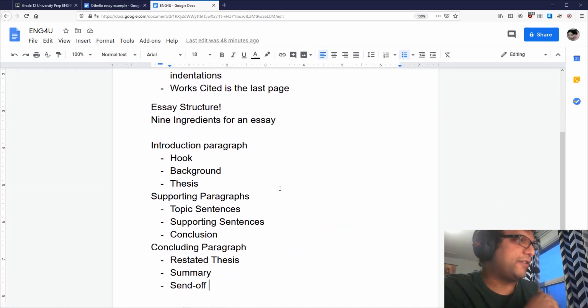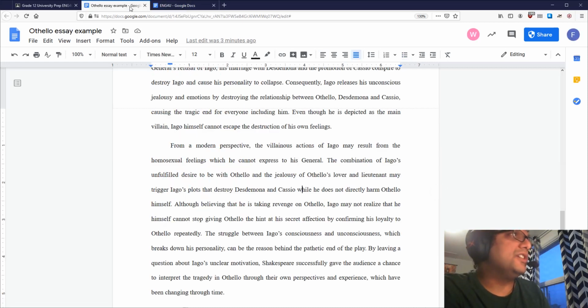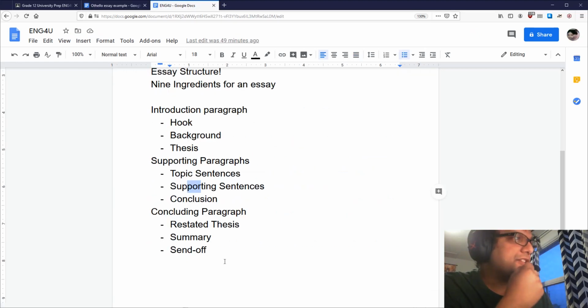So all of those paragraphs, by the way, supporting paragraphs, had topic sentence, supporting sentences, and conclusions. Right, all of them had that, which is what you want in an essay. Then you have your conclusion, right? And the concluding paragraph has 3 ingredients. You need a restated thesis, a summary, and a send-off.